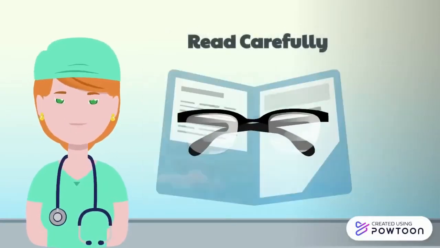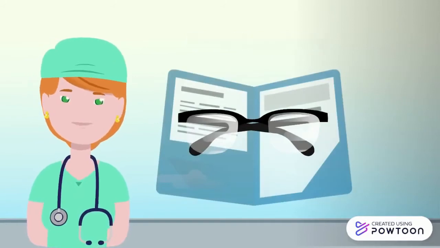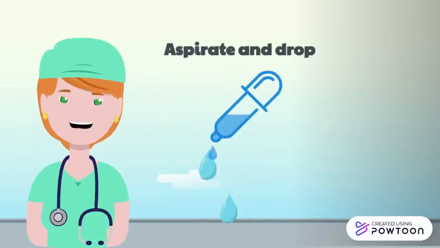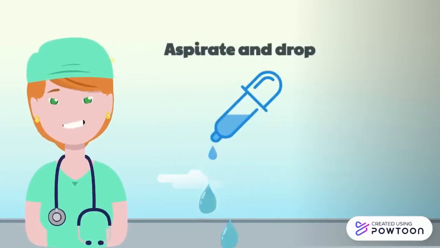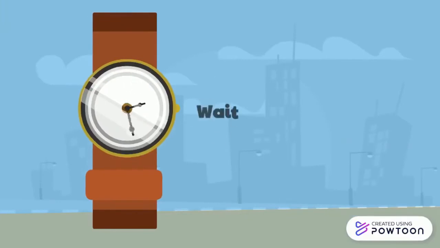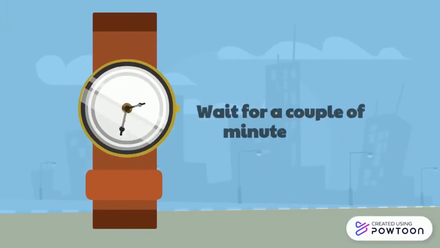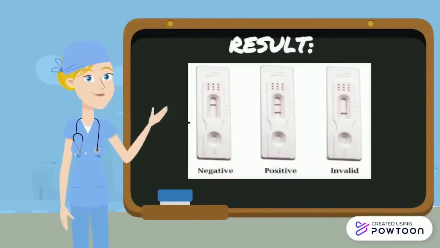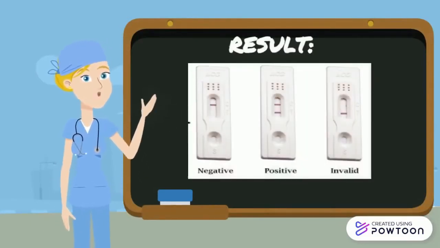Read the instruction of the pregnancy test kit carefully. After placing the pregnancy test kit on the examination table, with a dropper, aspirate 2 to 3 drops of urine in the indicator area. Wait for a couple of minutes depending on the pregnancy test kit instruction. Result may vary into positive pregnancy, negative pregnancy, or invalid pregnancy.